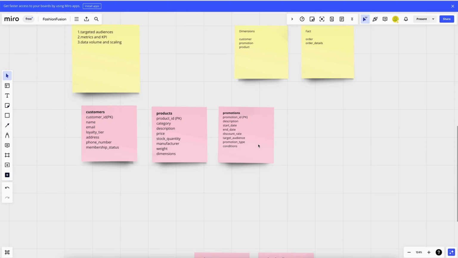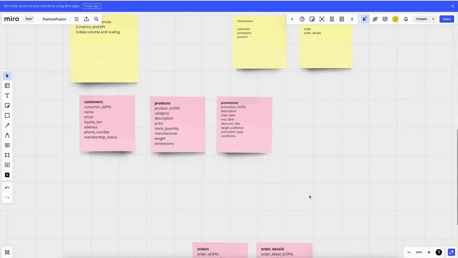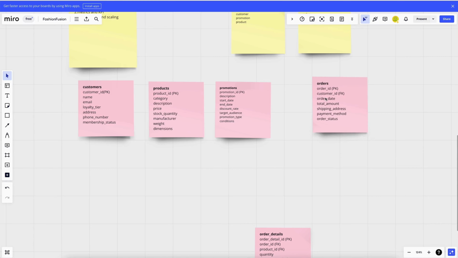Now let's start with the fact table. So for the fact tables, I identified two here, order and order detail table. For the order, we can think of order ID, customer ID, order date, and what is the total amount, and what will be the shipping address there, and a payment method, and the order status. So again, order status can be a separate table on its own, but for simplicity, I'm just using the order status in the same order table. So I'll pull up this order fact table here.